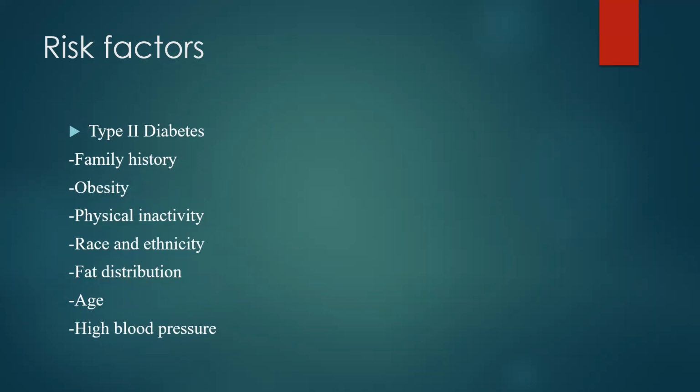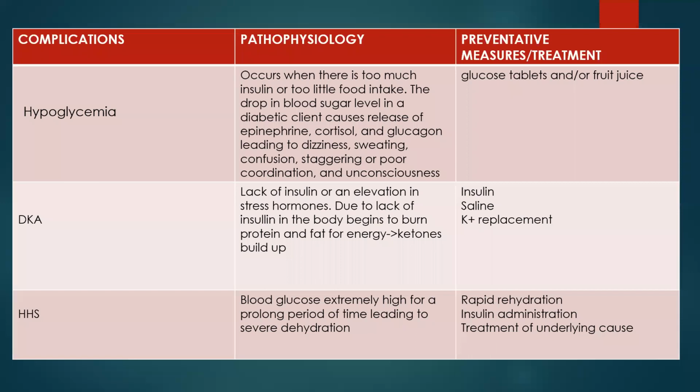The risk factors for type 2 diabetes are family history, obesity, physical inactivity, race and ethnicity, fat distribution, age, and high blood pressure. The next thing we will discuss is the complications, pathophysiology, and preventative measures and treatment.